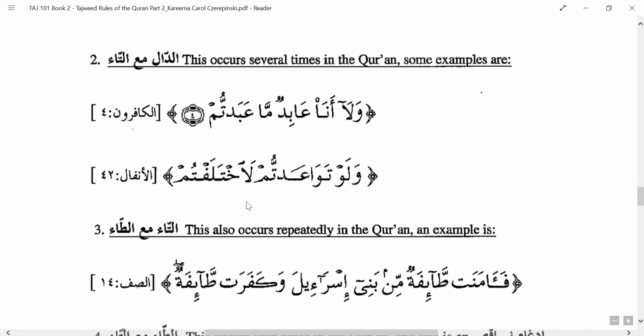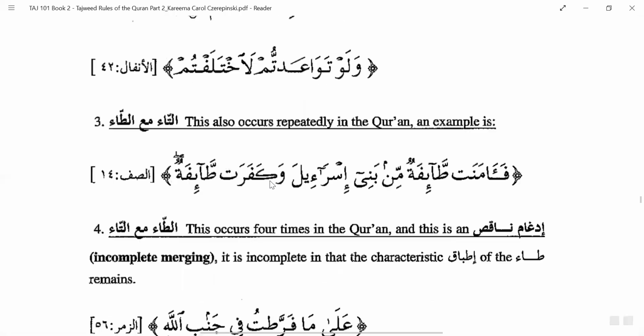Now again, dal with ta is here. عبدتم. You will not say the dal sukun, you will say عبدتم. Then over here, ولو تواعدتم. So you'll say عدتم. So this again is idgham.